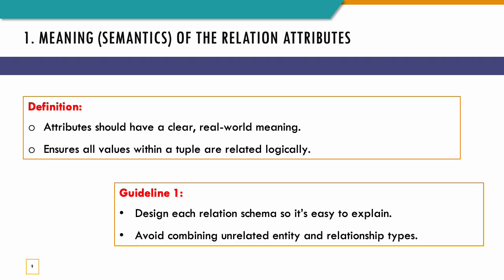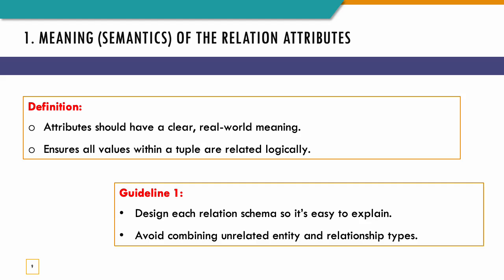As the example, if you have a database for a library, we have a book relation. The book relation should contain the attributes that are clearly related to books, such as book ID, and then the title, and the author, and the publisher, right? And it should not include unrelated information like member ID or borrow date. Instead, borrowing details should be in a separate borrowing relation that connects members to books, something like that.